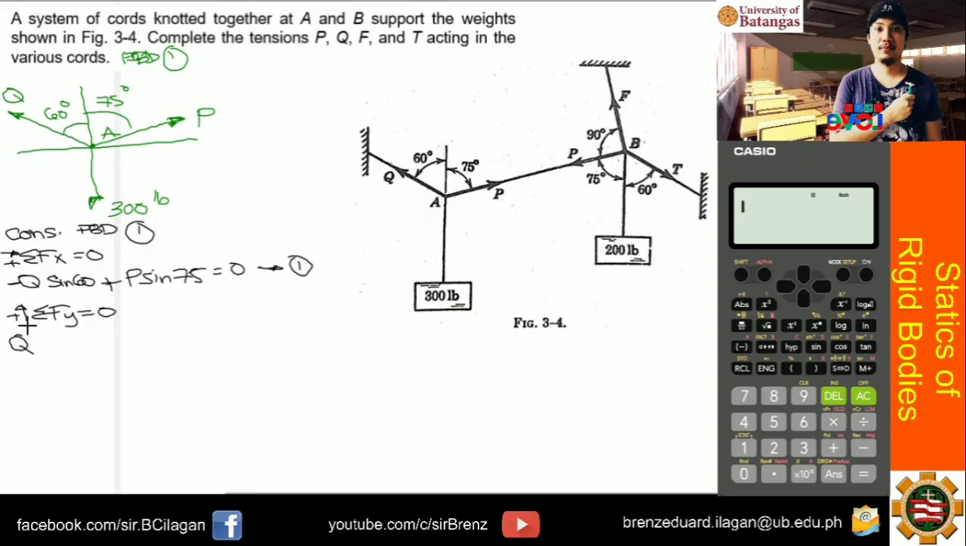Then, paano makuha yung Y component? So cosine, correct. So cosine 60. And then yung P, pasaan yung Y component? So tama, pataas din. So plus P cosine 75. So meron pa ba tayong mga Y forces? Okay, correct. So sasama mo rin dyan yung weight na W na 300 pound. So since pababa yan, minus 300, which is equals to 0.